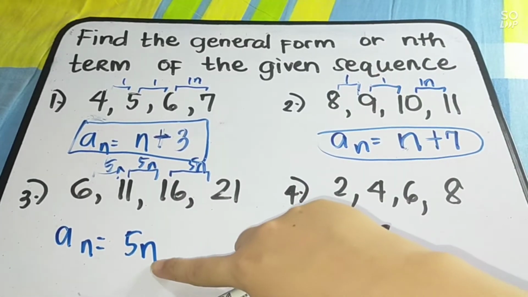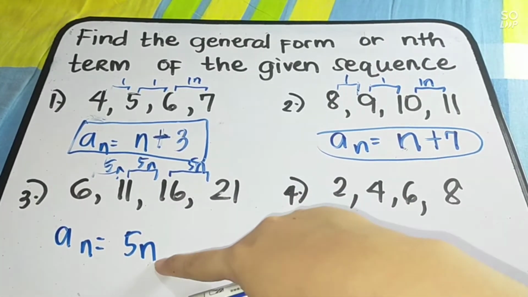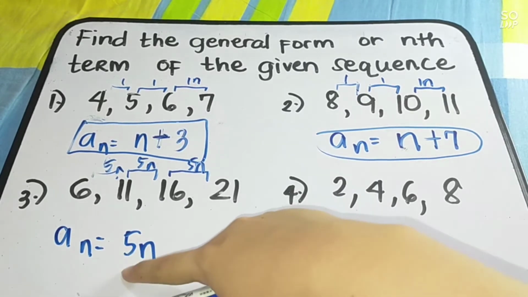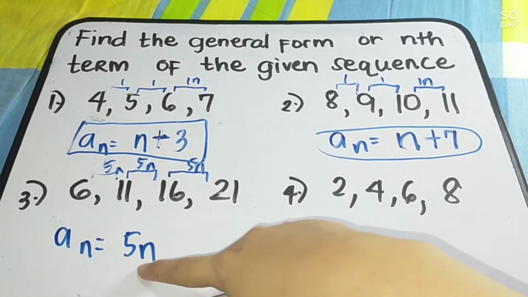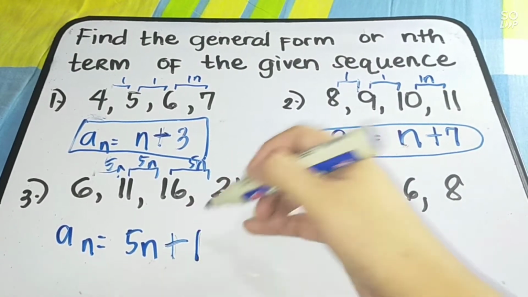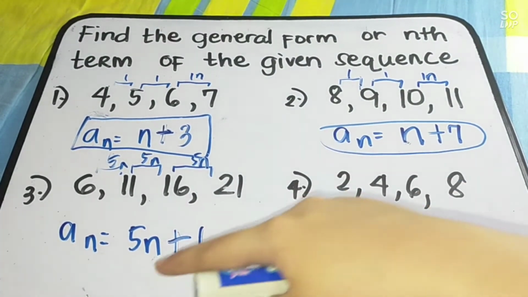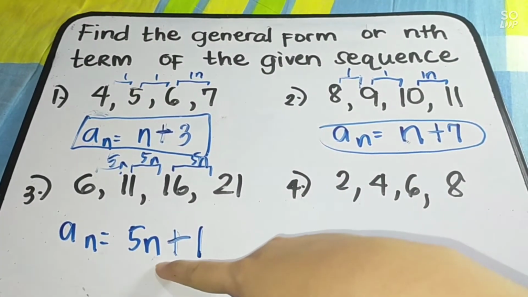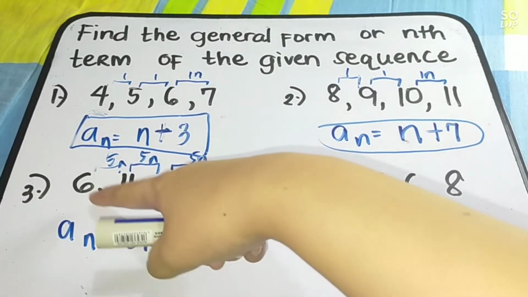Now, since this one is 5, magiging 1 to as your first, so magiging 5. So, what will you add to 5? So, it becomes 6. So, therefore, we have plus 1. Yun lang yan. So, let us check. 5 times 1, we have 5, plus 1, we have 6.